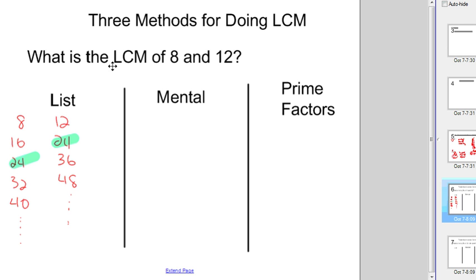So it is the least, smallest common multiple shared by both lists. Well, that's what these lists are. They're the count-bys. Okay, so the answer here is just 24. It's going to be 24 all 3 times.